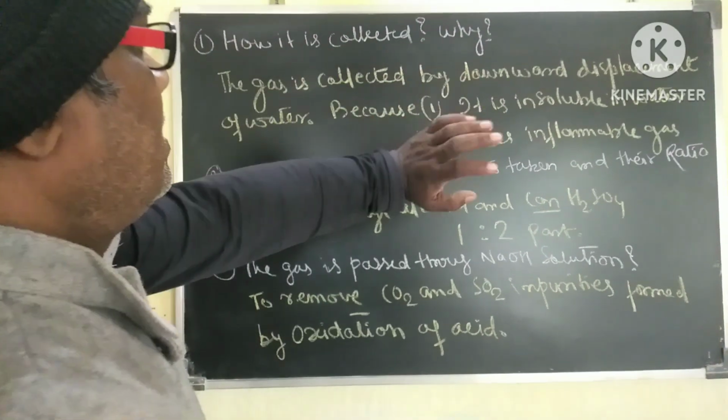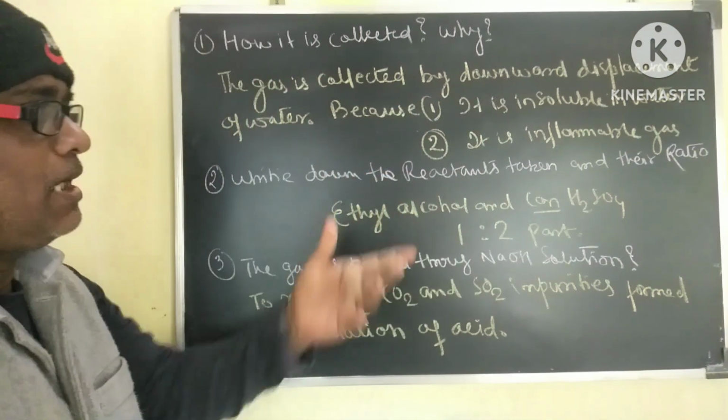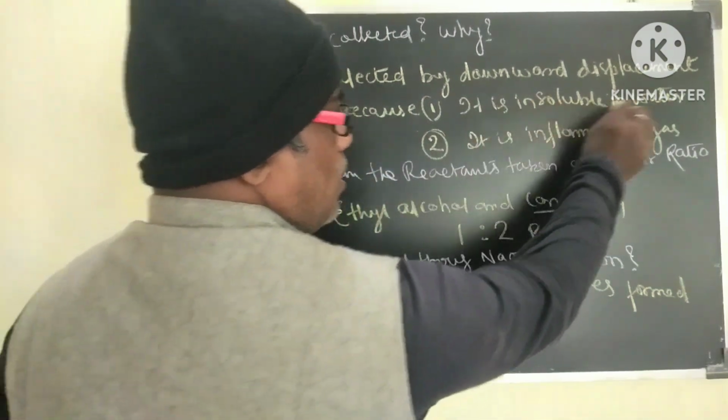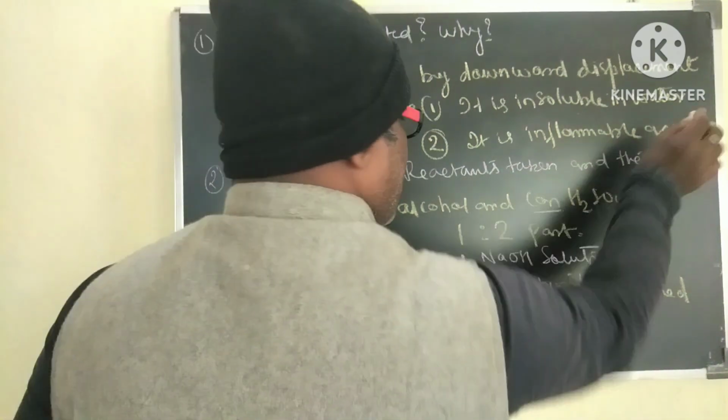In the laboratory it is collected. How is it collected? The gas is collected by the downward displacement of water. Why? Because, as the reason given here, it is insoluble in water, that is, it is sparingly soluble in water, and it is an inflammable gas.